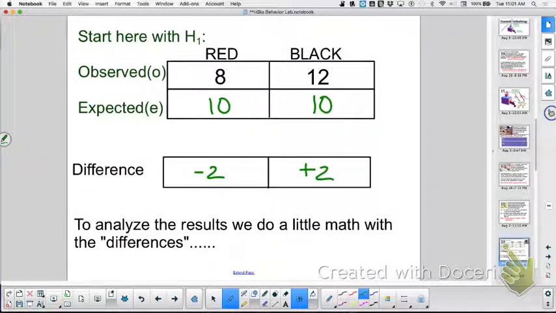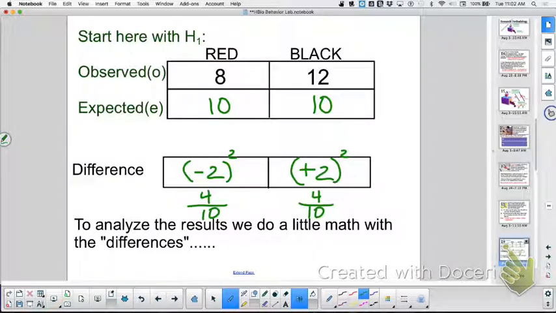Then you take how much we were off and square that. What is 2 squared? 4. Because it's a negative times a negative, it's positive. Take the difference you got, square it, which is 4, and put it over what you expected, which is 10. Same thing over here: 2 times 2 is 4, put it over what I expected, which was 10. What is 4 divided by 10?